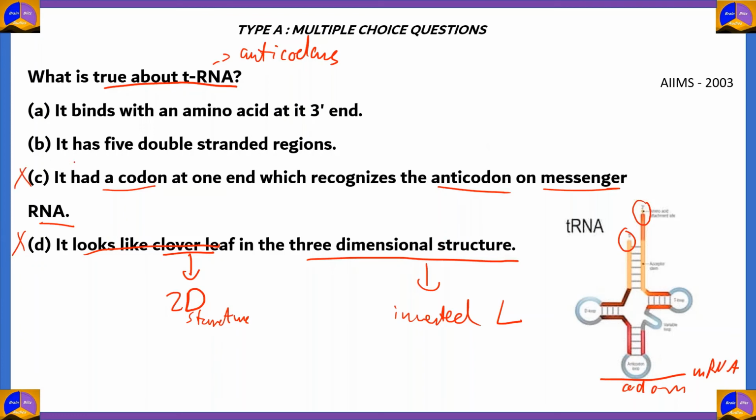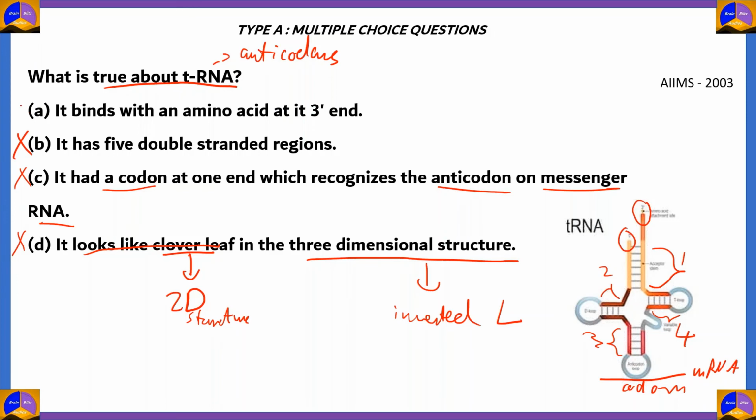What about option B? It has 5 double-stranded regions. If you look at a 2D structure of tRNA, this is one region, this is 2, this is 3, this is 4. And here there is no double bond. It's not given. So as you can see, that's 1, 2, 3, and 4. So there are only 4 double-stranded regions in a 2D structure of tRNA. So therefore, option B is incorrect.